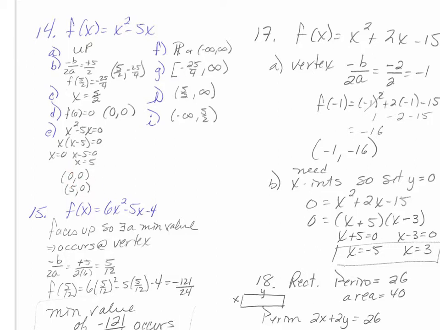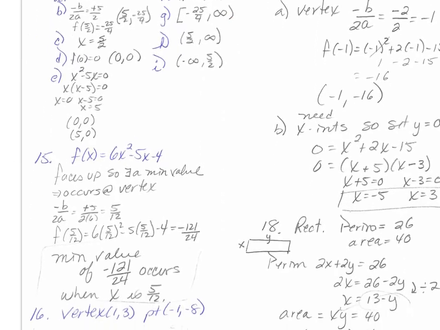And something else to look at, let's look at G, which is the range. We're looking at the y values. We know this parabola faces up, so it's got a minimum that occurs at the vertex. That vertex y value is negative 25 over 4, which we found in part B. So the y values are going from that up to infinity, so you include a bracket because it includes that y value, parentheses on the infinity.